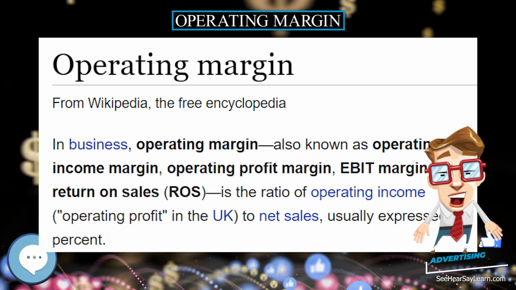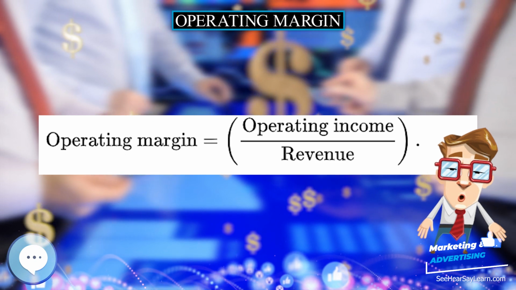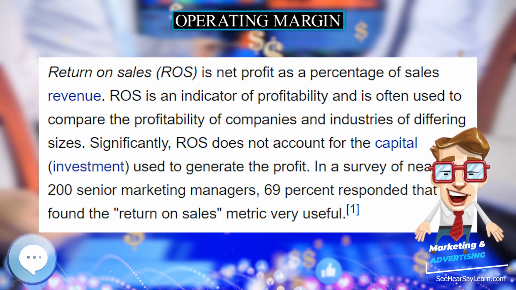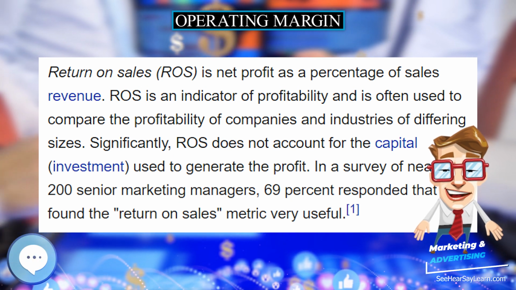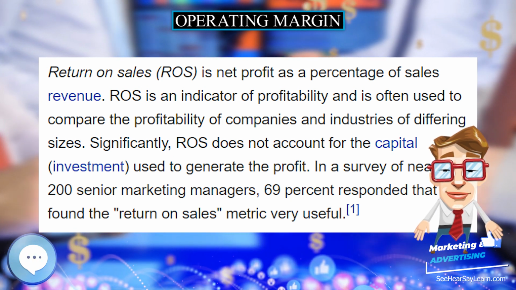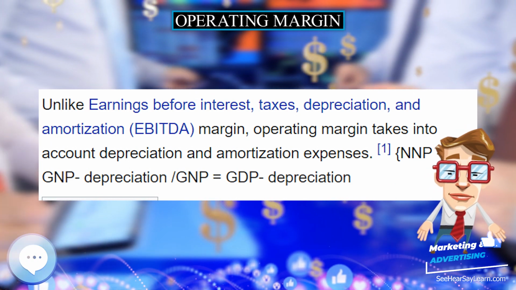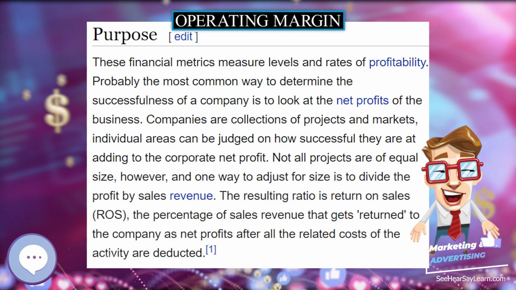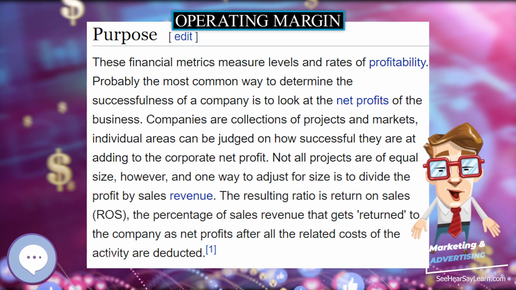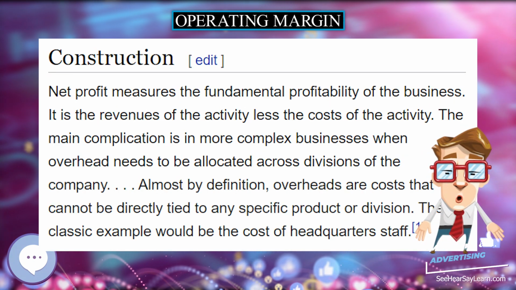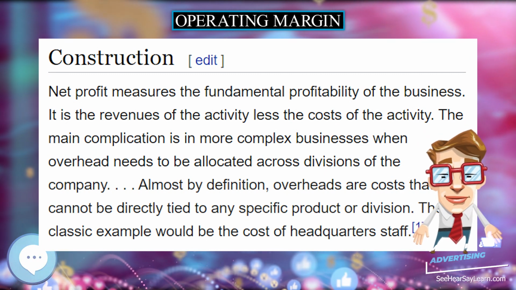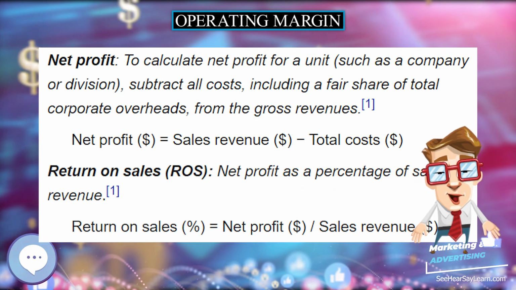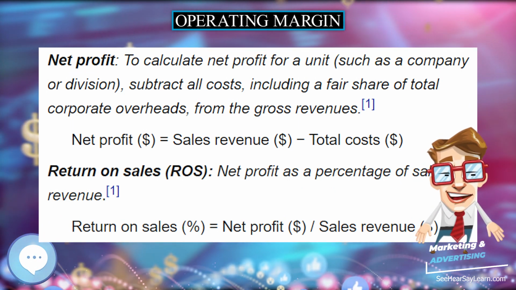Example, the Coca-Cola Company. Operating margin equals 6,318 divided by 20,088, which equals 31.45%.